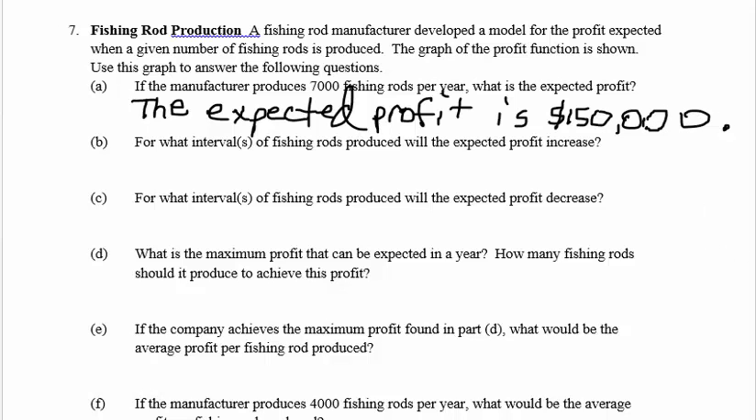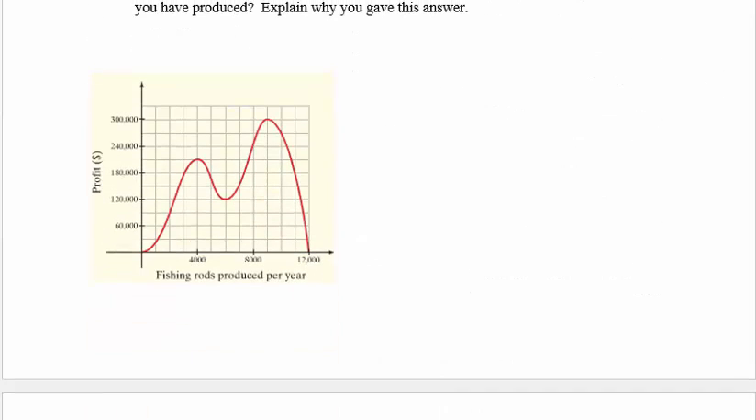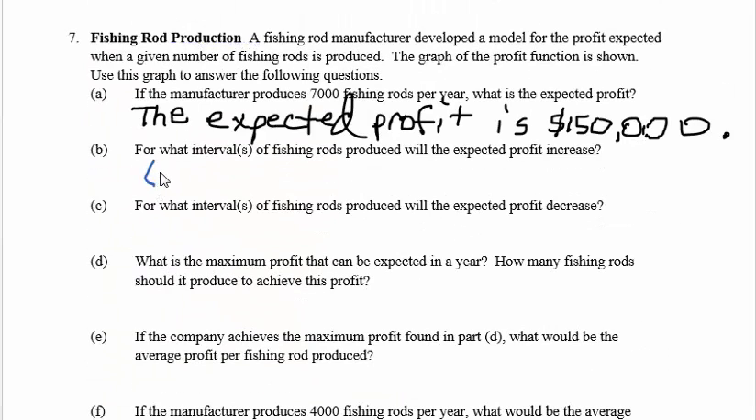So when x is 7,000 on this graph, y is 150,000, which gives me my profit. All right, now I want to find the intervals of increase on the function. Notice that I'm shading the portion of the graph that goes uphill. That's when I'm on an interval of increase. So notice from x equals 0 to x equal 4,000, the function is increasing.